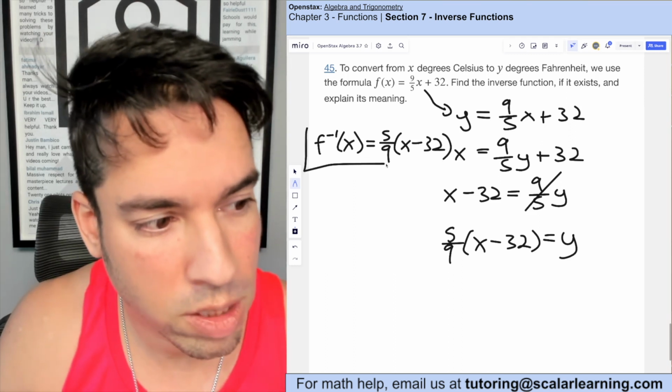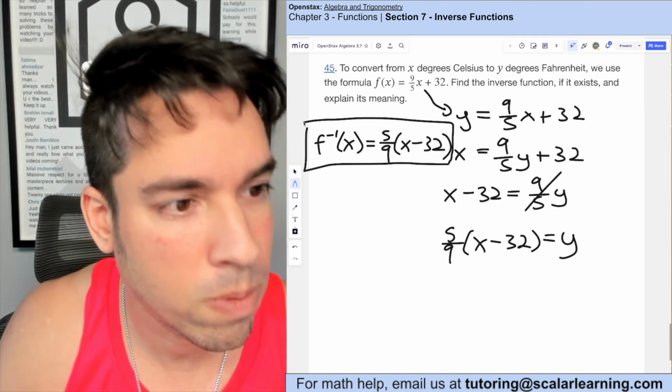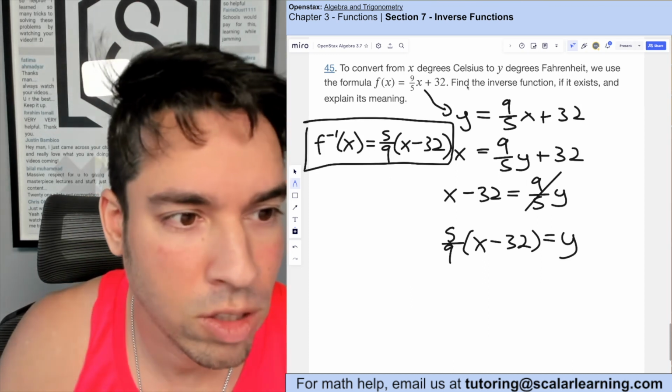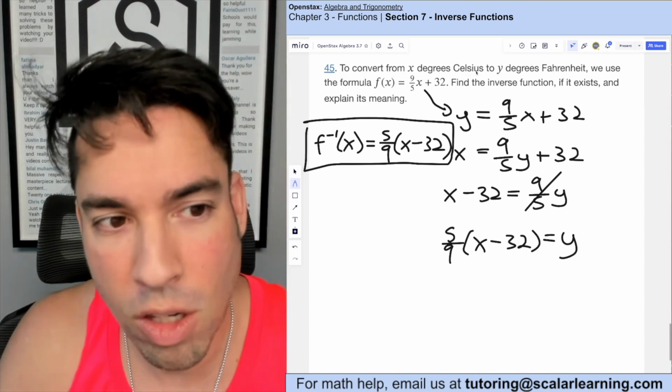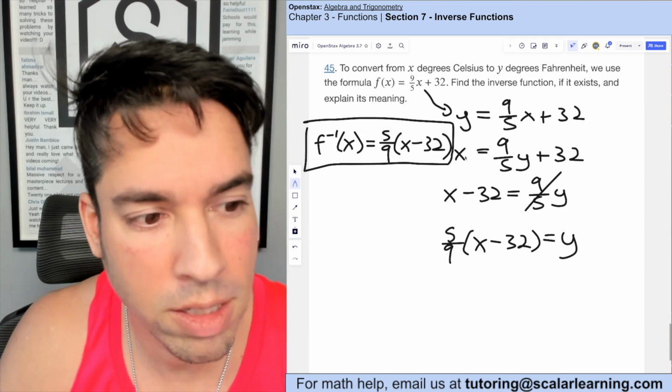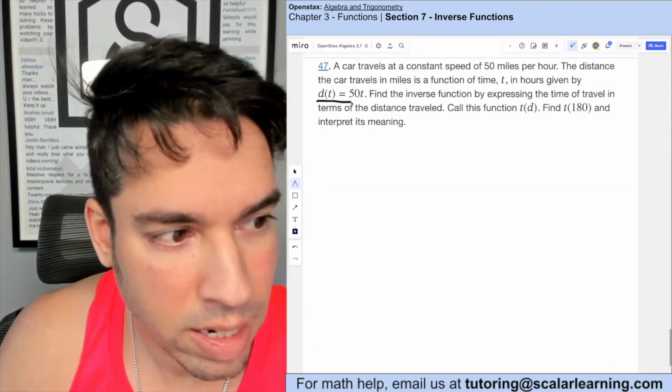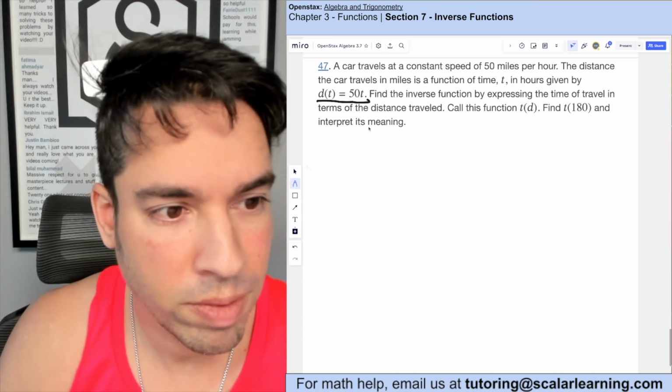And just as a quick side note, even though this is our final answer, this is what you would use to convert Fahrenheit to Celsius. So see, the original is converting Celsius to Fahrenheit. This converts Fahrenheit to Celsius. Boom, done.